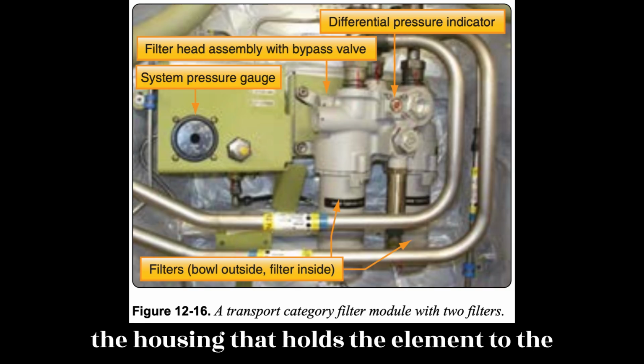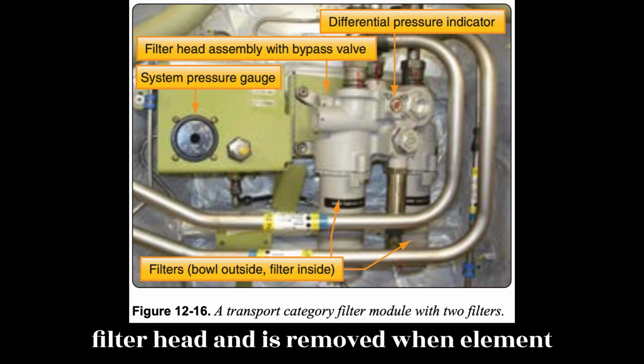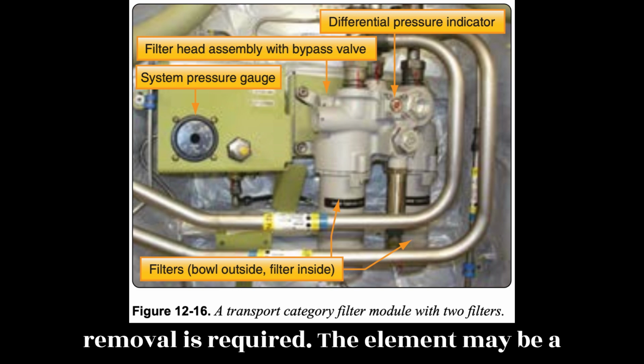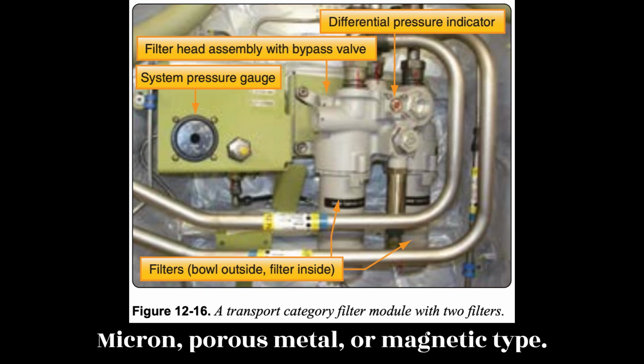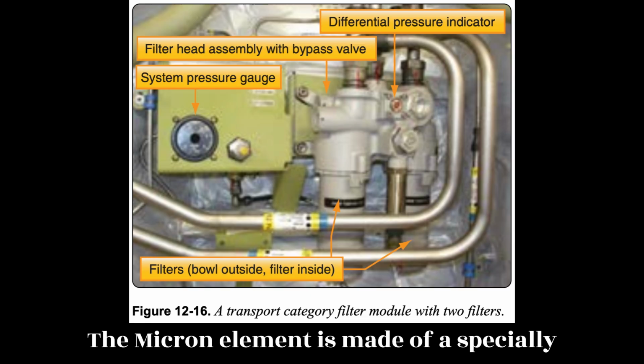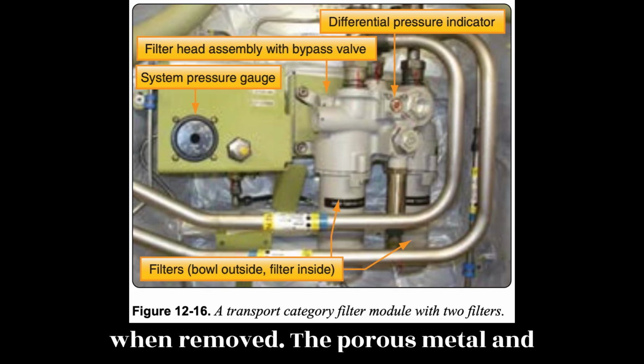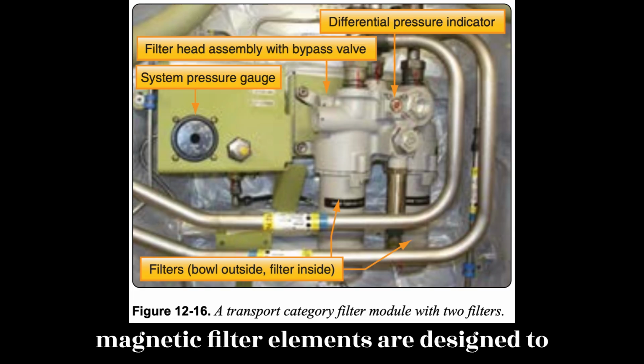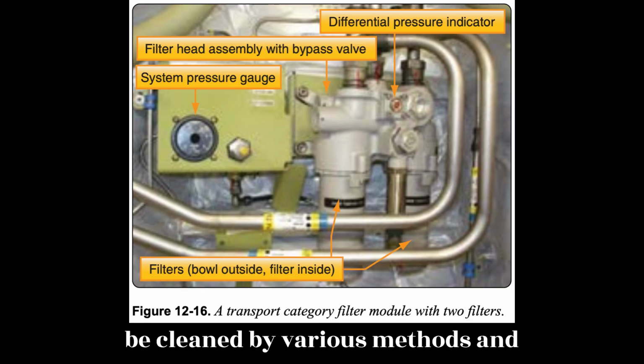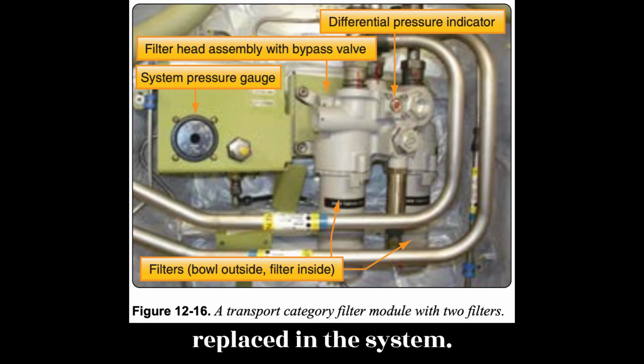The bowl is the housing that holds the element to the filter head and is removed when element removal is required. The element may be a micron, porous metal, or magnetic type. The micron element is made of a specially treated paper and is normally thrown away when removed. The porous metal and magnetic filter elements are designed to be cleaned by various methods and replaced in the system.